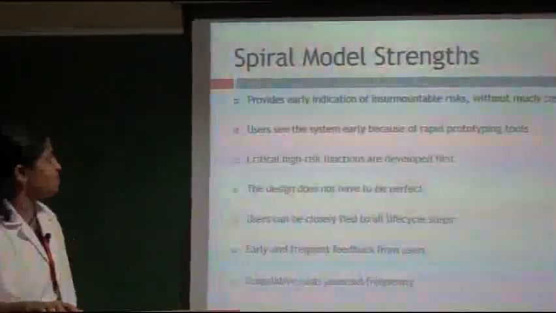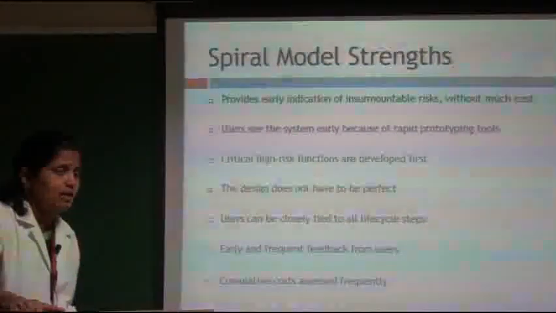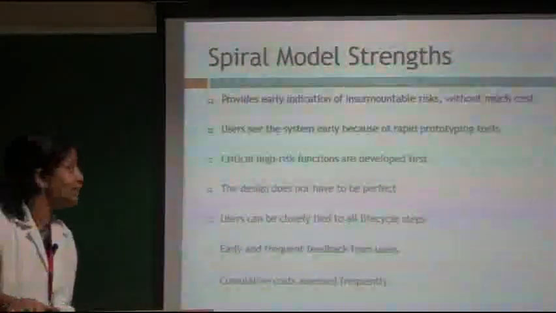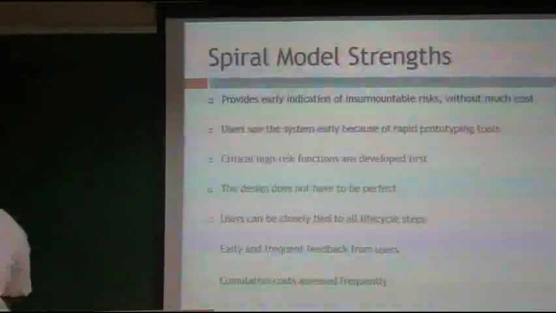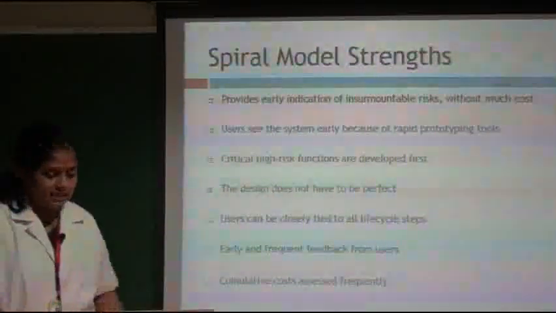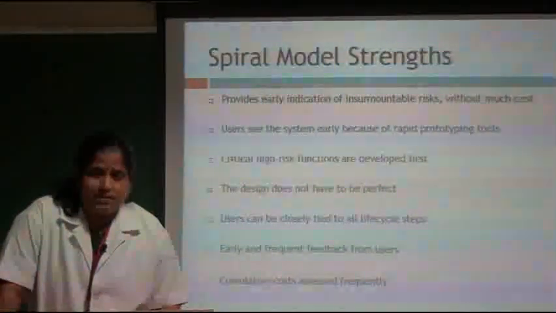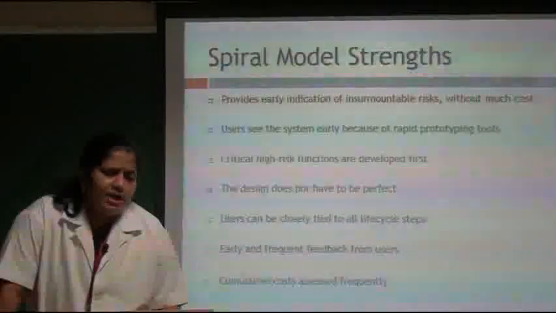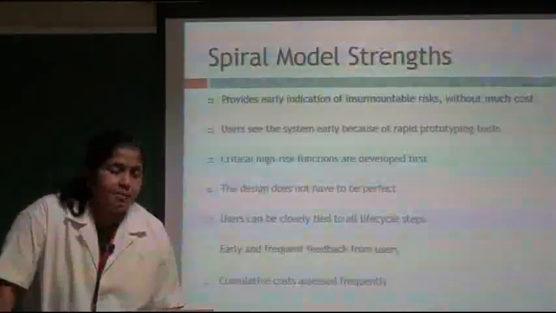What are the strengths of a spiral model? Actually, it indicates the insurmountable risk without much cost. That is very important for any software. Risk identification and mitigation is a challenging thing. But here in this model, it's easy to identify the risk at the early stage, and it can be mitigated easily.